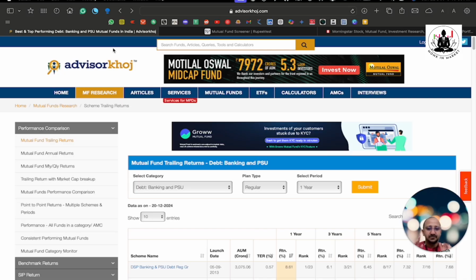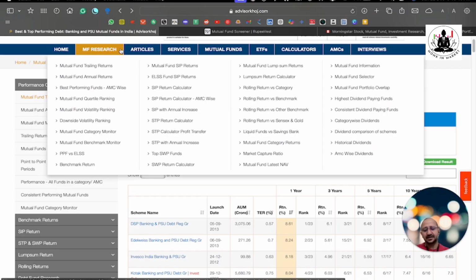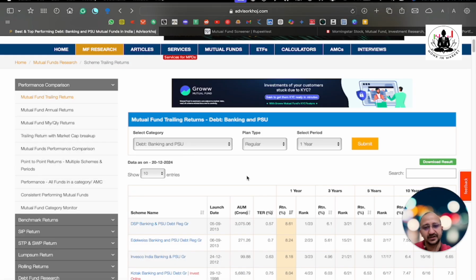So research in mutual funds is quite easy, guys. We have to follow a few steps, and we will be using a few-step method, and that will be more than sufficient to shortlist a good mutual fund. So let's dive straight into this.